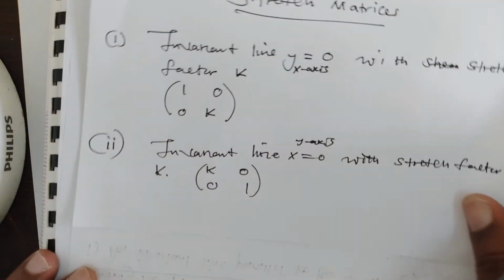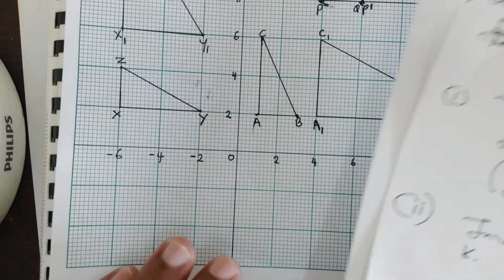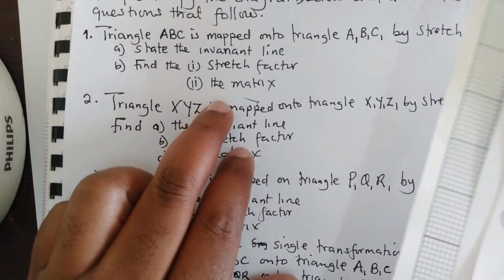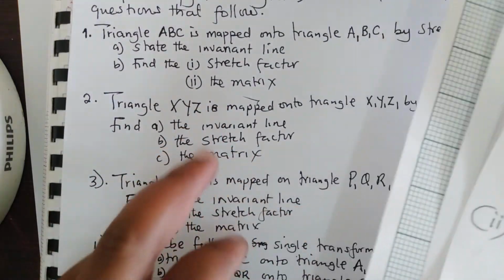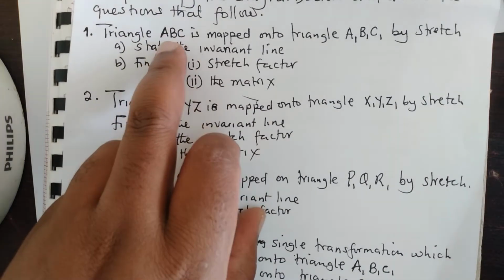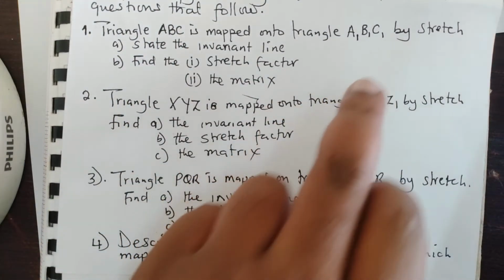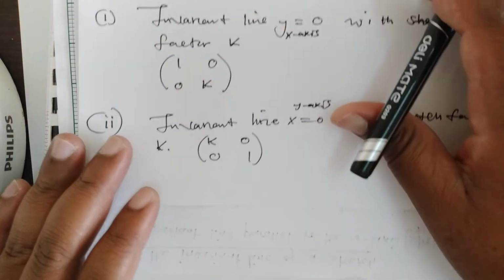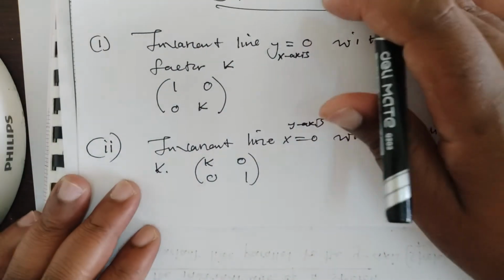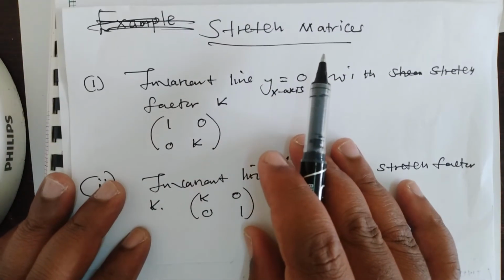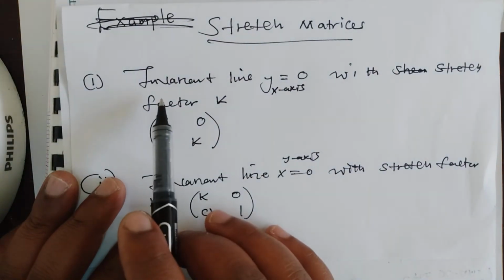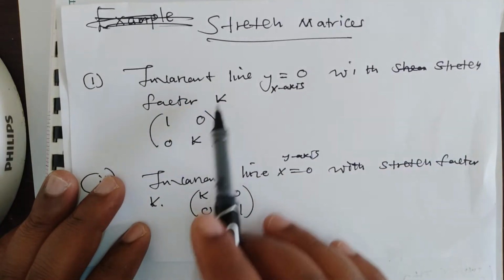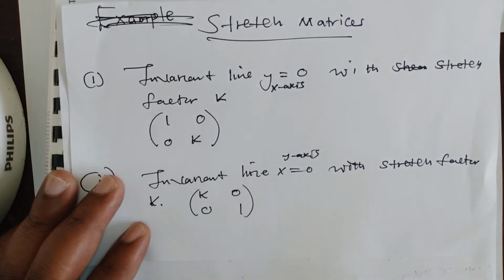So the next question, like I've indicated, we need to find the matrix which maps triangle ABC onto A1, B1, and C1. Now, there are these well-known matrices that you might need to take note of. They might help you a lot, which we are calling stretch matrices. So, if you have an invariant line that is the x-axis, or y is equal to 0, with the stretch k, this is the matrix.